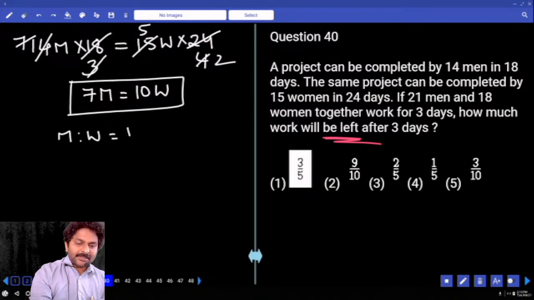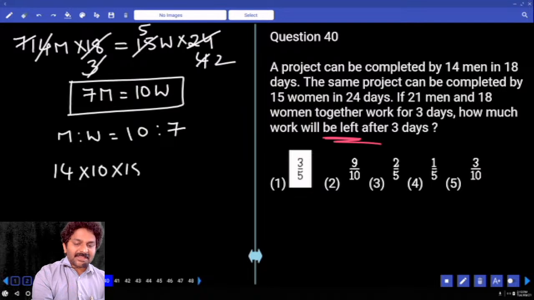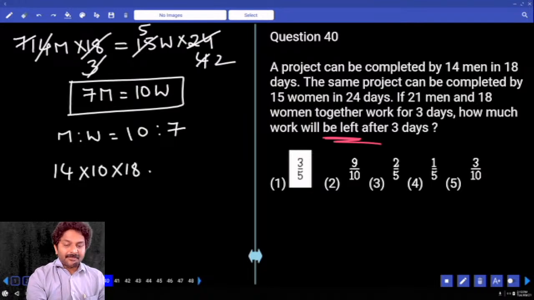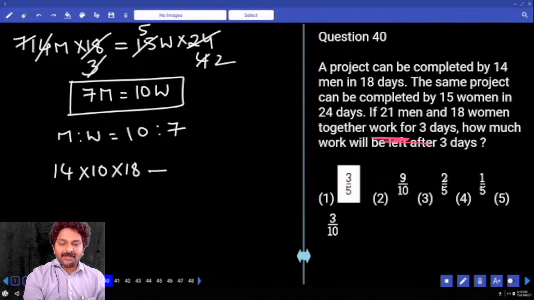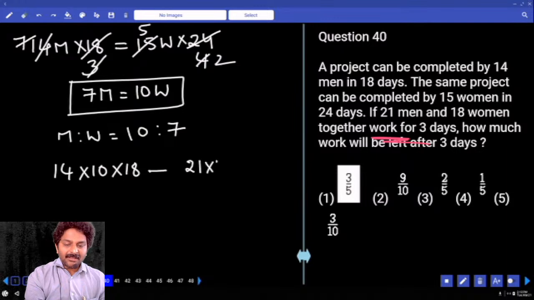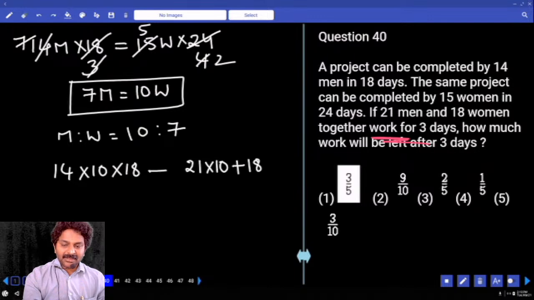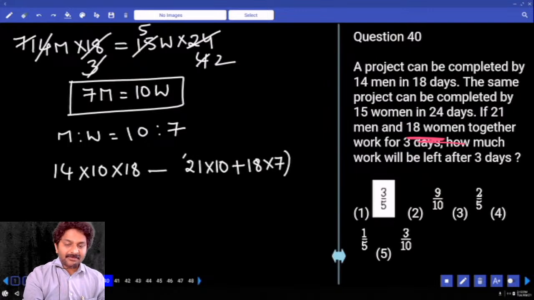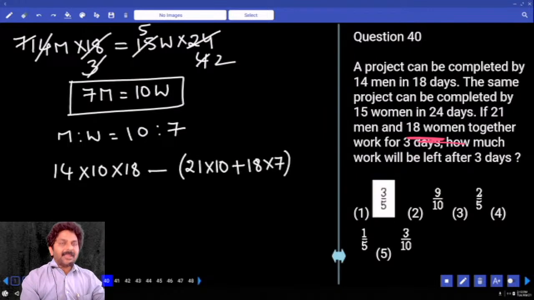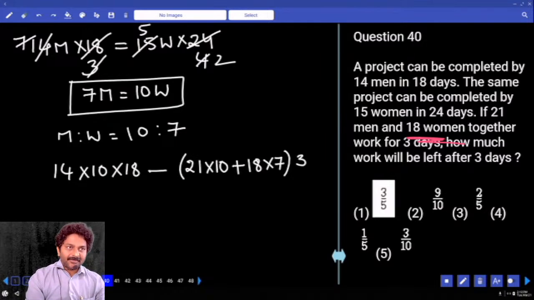It is 10:7. Total work is 14 men, 1 man doing 10 parts, takes 18 days. This is the total work. From this, we need to subtract the work done in 3 days. Per day, now 21 men are working, 21 into 10 parts. Along with them, 18 women are also working, where they will do 7 parts. This is the per day work of 21 men and 18 women. They are working for 3 days. This is the work done. Understood?